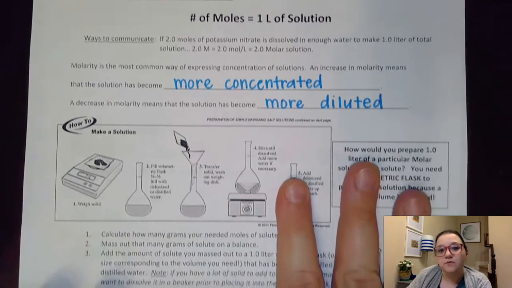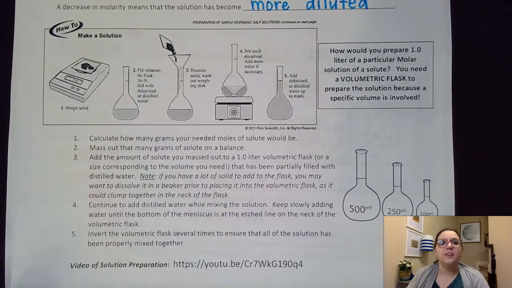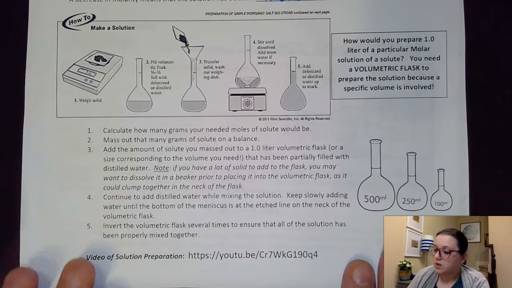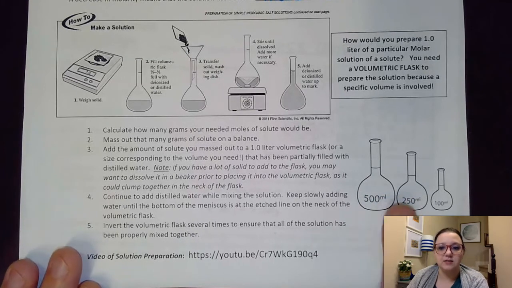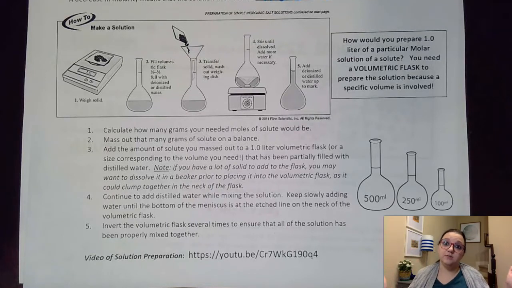A volumetric flask is a piece of glassware that has an etching on it that tells us when we've reached whatever volume is reported on that specific piece of glassware. So you notice down here there's some various sizes of volumetric flasks. In our chemical storeroom, I think we have anywhere from as small as 10 milliliters all the way up to 2,000 milliliters. So we have a wide range of sizes.